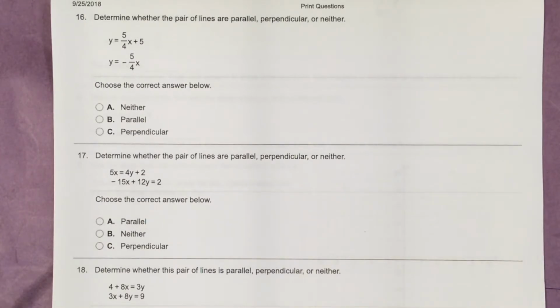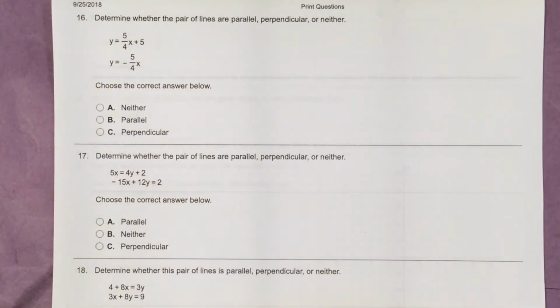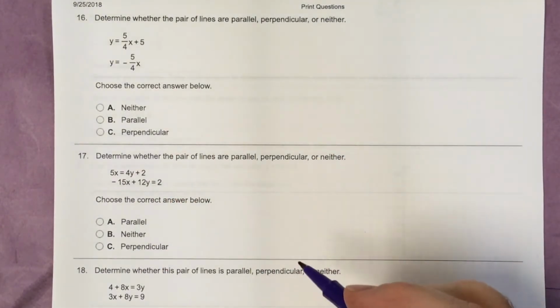So rewriting the form of those equations is very important. The next part, do I have time? I can go over this. It asks us to determine whether the lines are parallel, perpendicular, or neither. This is probably a fact I should have included. My apologies. I'll make sure to include this later.